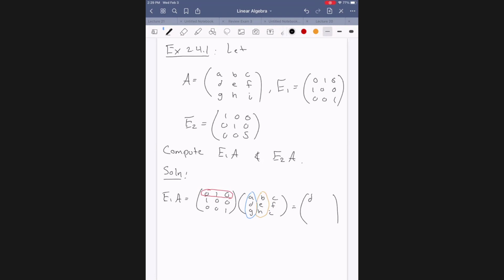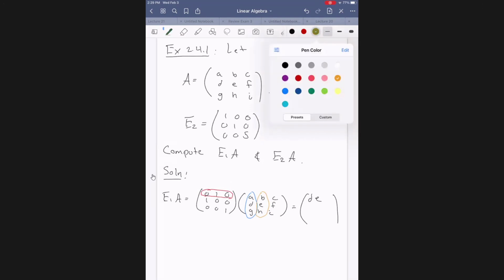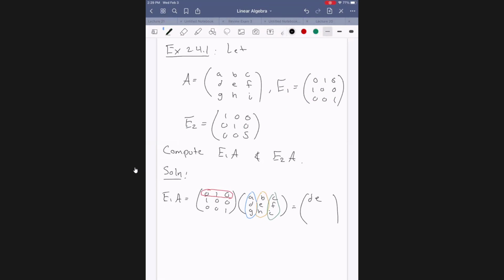Okay, so first row in the orange column. 0 times b is 0, 1 times e is e, 0 times h is 0, so this is going to be e. And then let's do it with the green column now. 0 times c is 0, 1 times f is f.